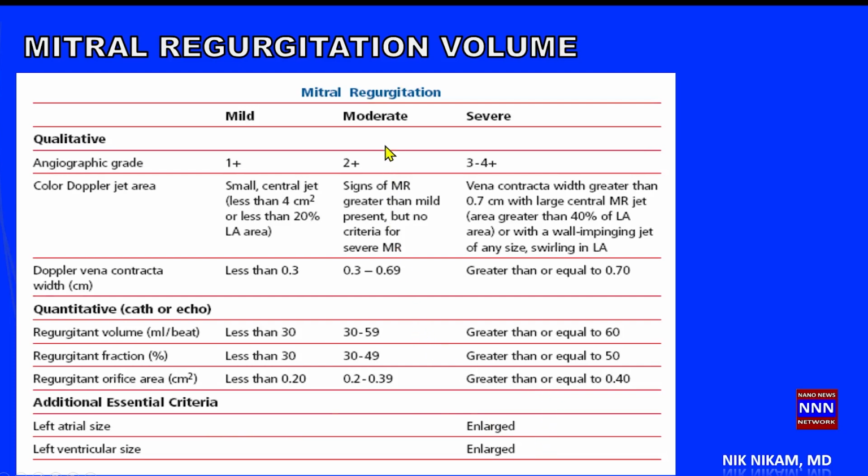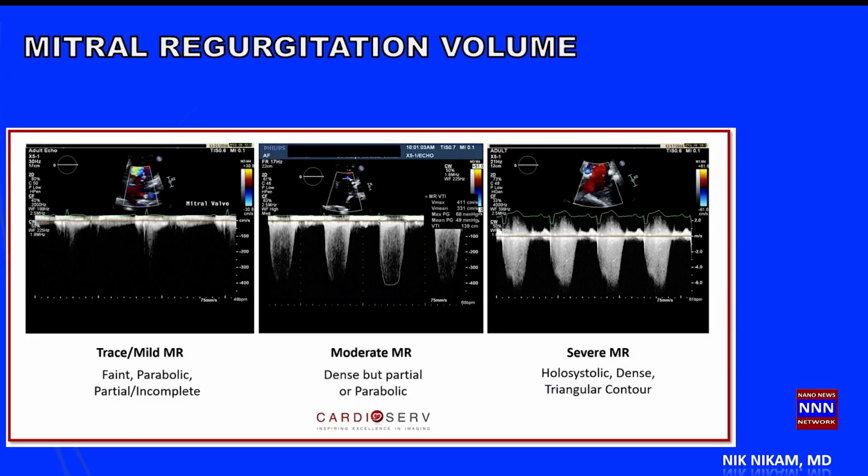So we start off with the Pisa radius. If the vena contracta is 0.3 to 0.69, it is moderate, and anything greater than 0.7 centimeters is severe. Here are some examples of trace mitral regurgitation, and here is a moderate mitral regurgitation. As you can see, the mitral regurgitation max velocity is almost 411 centimeters per second, VTI 139, and here is a severe mitral regurgitation with a mitral regurgitation velocity of 600 centimeters per second.